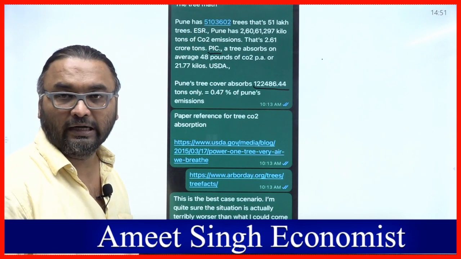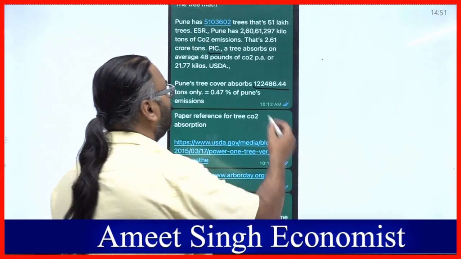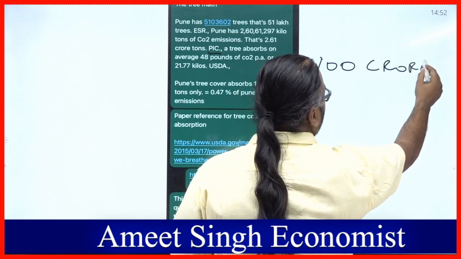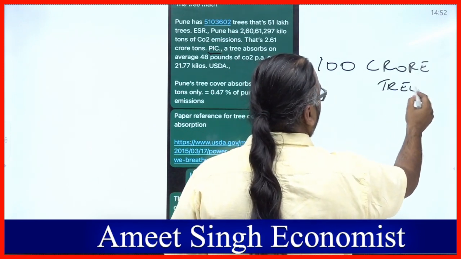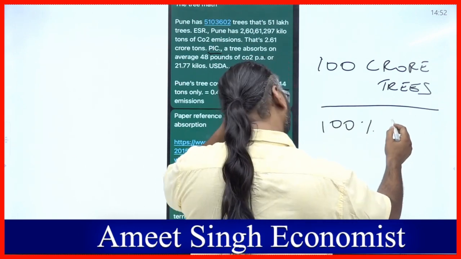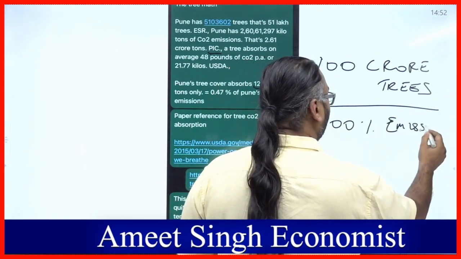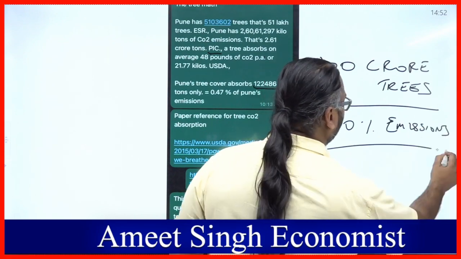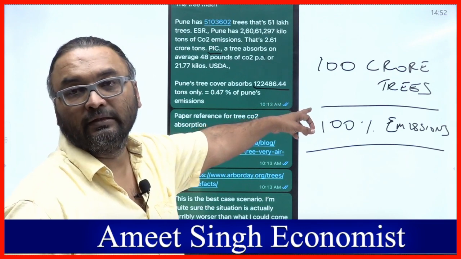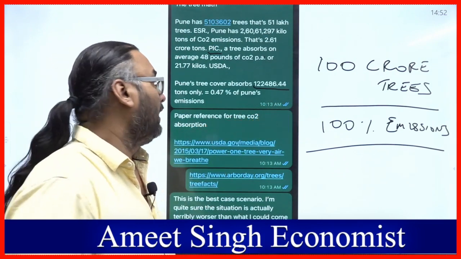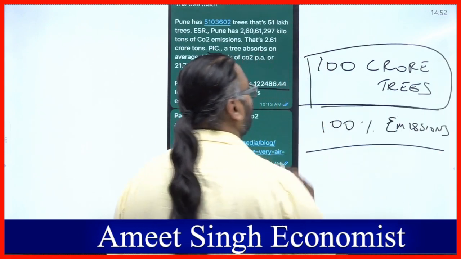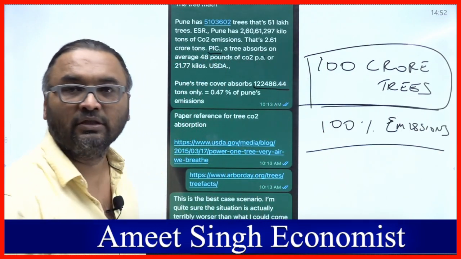So ideally we would need 100 crore trees to absorb 100% of our emissions in Pune. That is the answer you're looking for. So to cut to the chase, that is what we will need. That is the exact number that we will need. And we right now have just 51 lakh trees. We don't even have 1 crore trees.